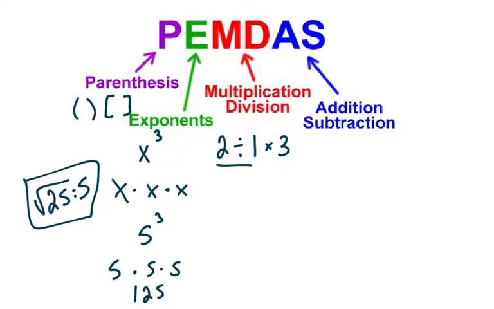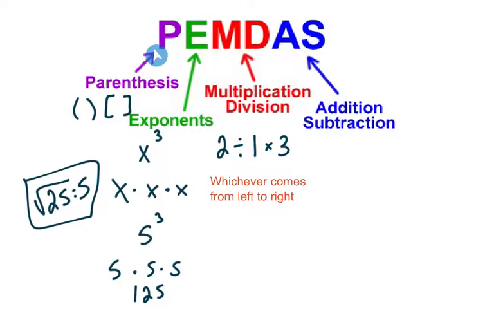So in this case, 2 divided by 1 is 2, and then times 3 is 6. If I had done multiplication first, I would get a different answer, and it would be incorrect. If I did 1 times 3 first, I would get 3, and then 2 divided by 3 is 2/3. So I would get an incorrect answer if I do multiplication first. You always have to do whichever one comes first, left to right. So you move in math like you read.